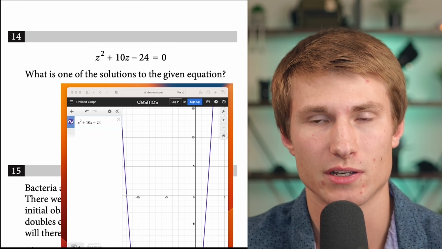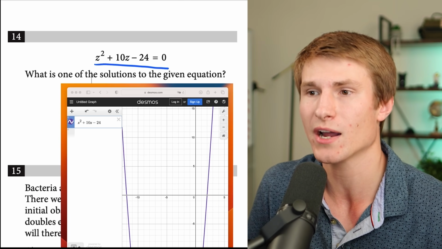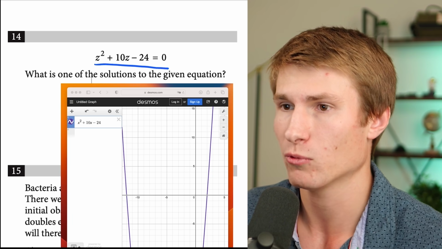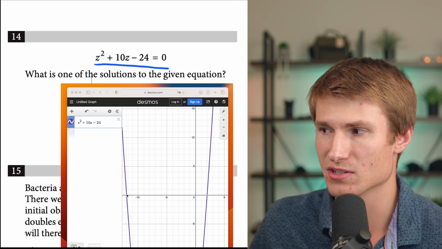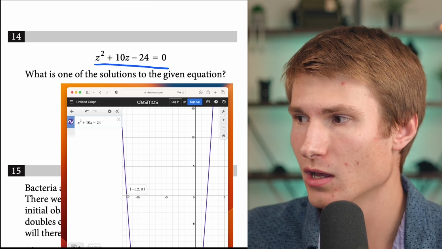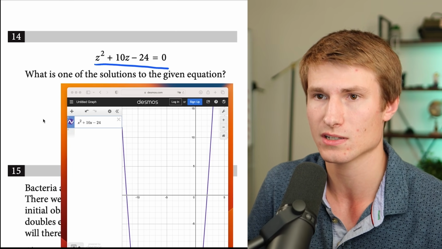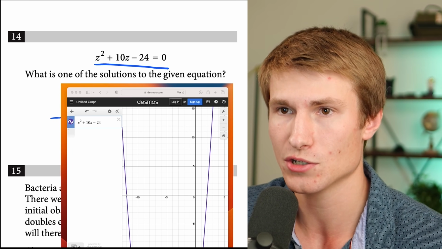Now, what I recommend doing is you just go ahead and put this equation into the graphing calculator. Keep in mind, you want to substitute out Z or any other variable they put in there for X. And once you do that, you see that you have your equation graphed out. And then since it's set equal to 0, all you have to do is find where it equals 0. And you can see that that's at negative 12 and at 2. So you have 2 potential answers here. One is negative 12, and that would be correct. And the other answer is 2, and that would also be correct.